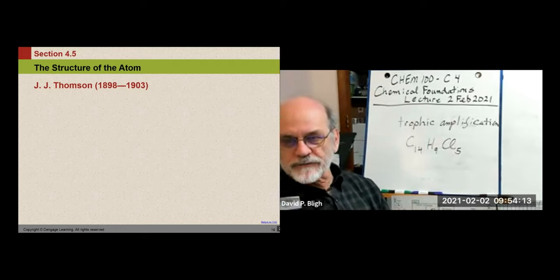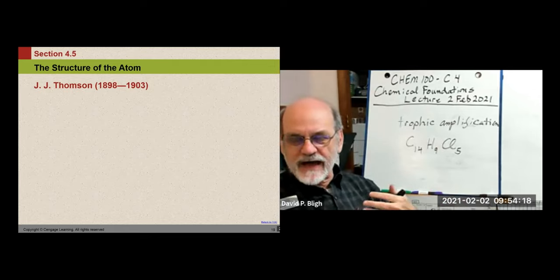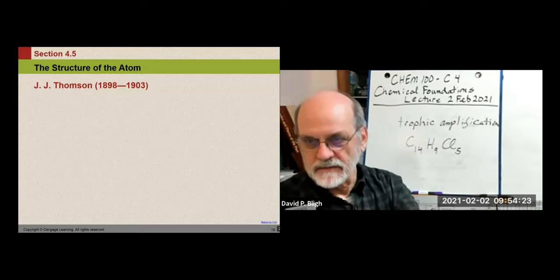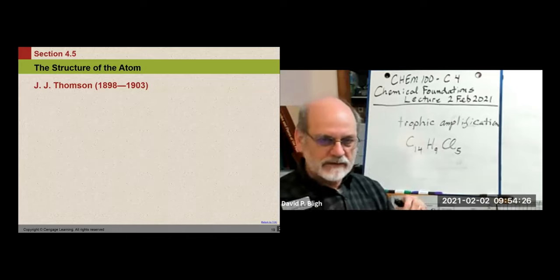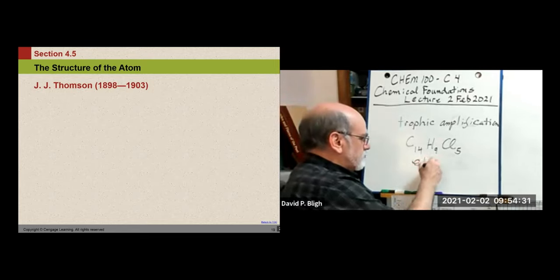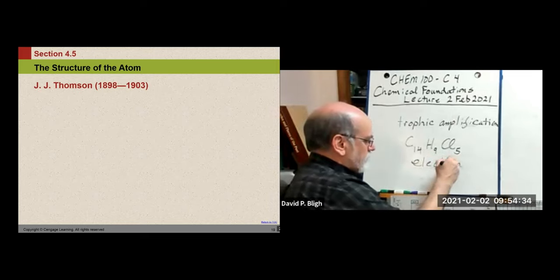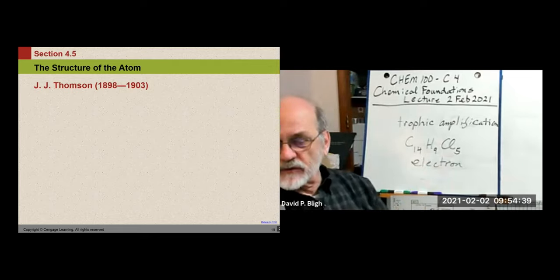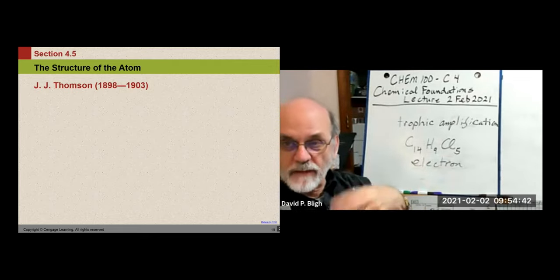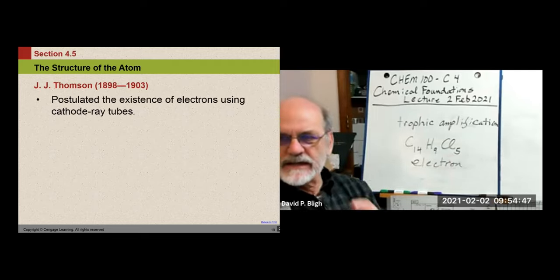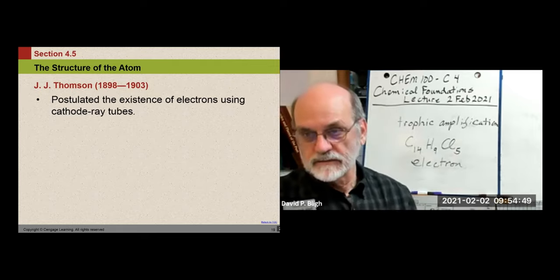J.J. Thomson was one of the first. He was an Englishman, and he identified the origin of a negative particle coming from the atom. And that negative particle we now call the electron. Okay? He proved that it was negatively charged and that it originated from within the atom. And he did his experiments using cathode ray tubes, right?